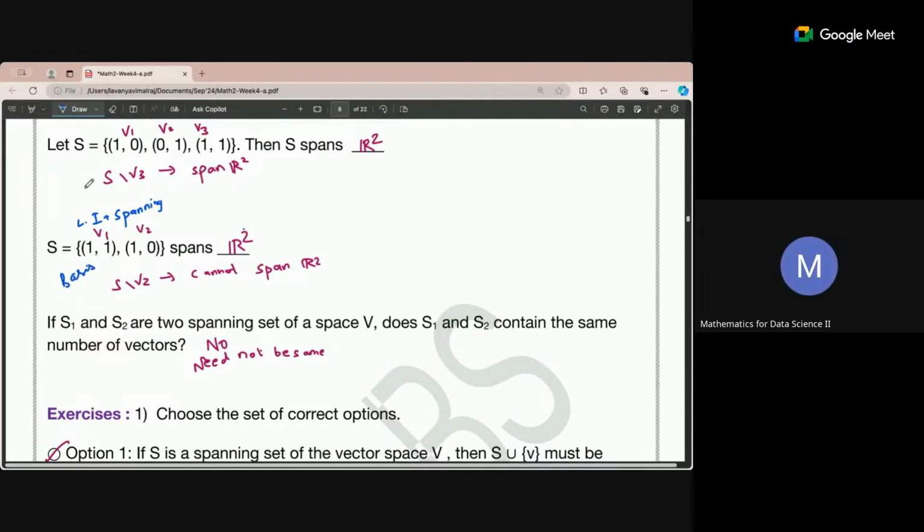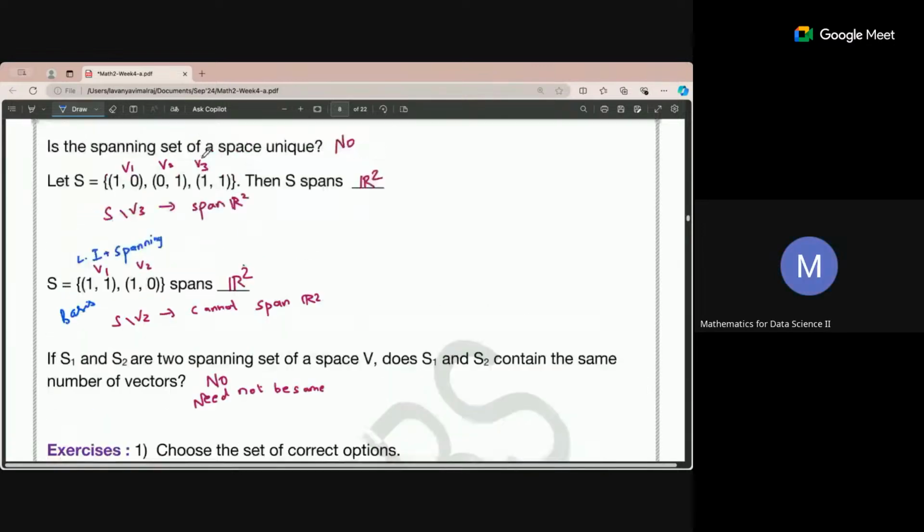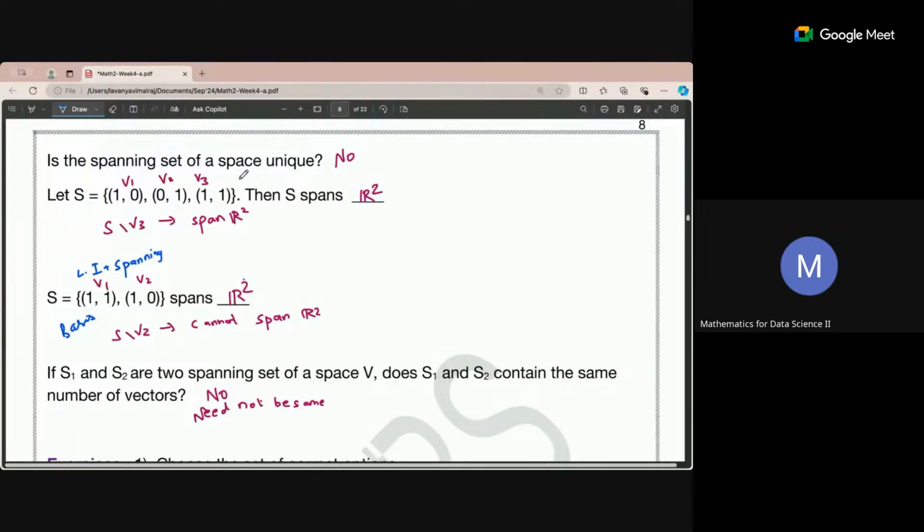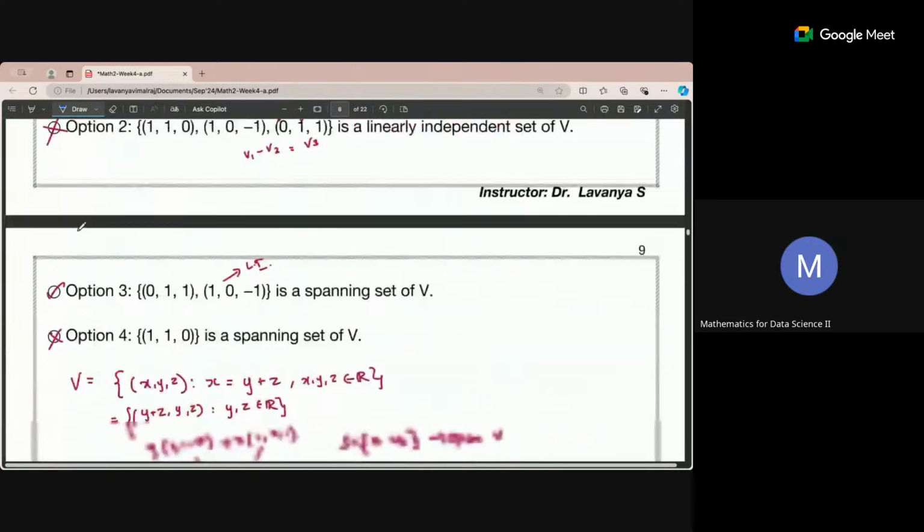What about this set? Is this linearly independent? No, ma'am. So this is spanning, but not linearly independent. So it is not a basis. Okay, so you understand, right? What is a basis and what is not a basis. Okay.